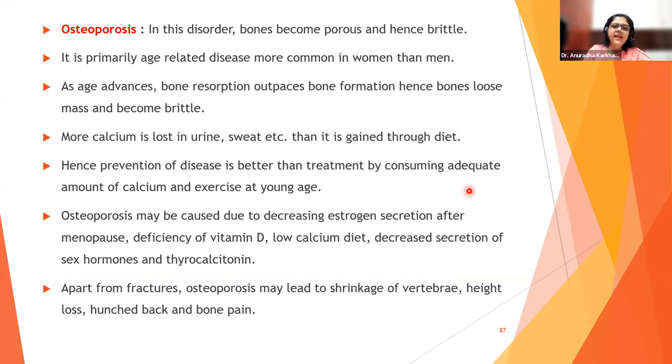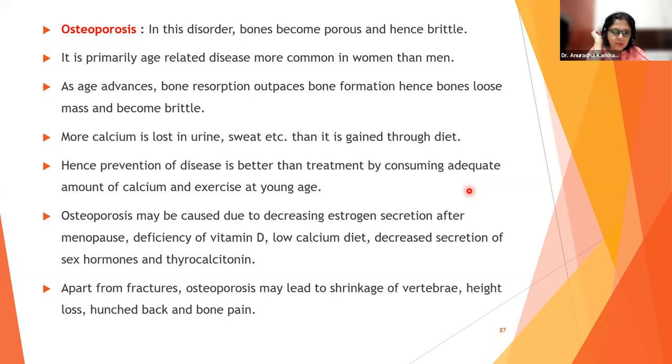So that is what is going to make holes in the bones of all of us. See, as the age advances, bone resorption outpaces bone formation. Hence, bones lose mass and become brittle. More calcium is lost in the urine and sweat than is gained through our diet, right? Hence, prevention of disease is better than treatment, by consuming an adequate amount of calcium and having a good amount of exercise at a young age. Then this problem will not take place.